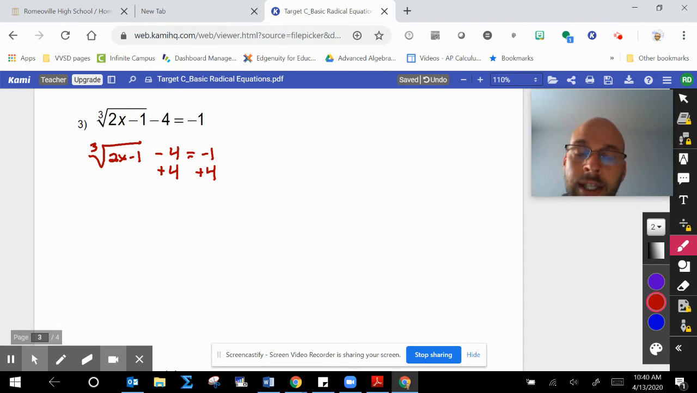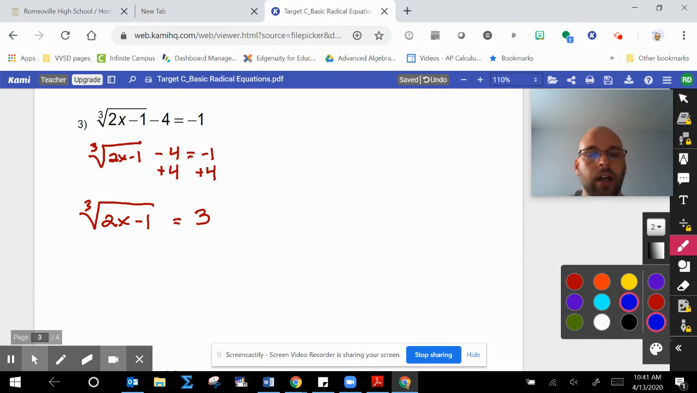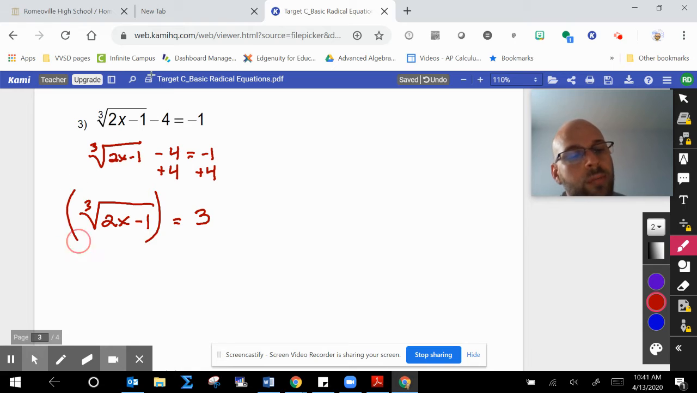Now you can't touch anything inside the radical, but everything on the outside we are going to remove. So I have the cube root of 2x minus 1 is equal to now 3. And I don't know if you guys realize this, but when we had a square root, we squared both sides. Well, if I have a cube root, I'm going to cube both sides. That's the inverse operation. So we always just use inverse operations.